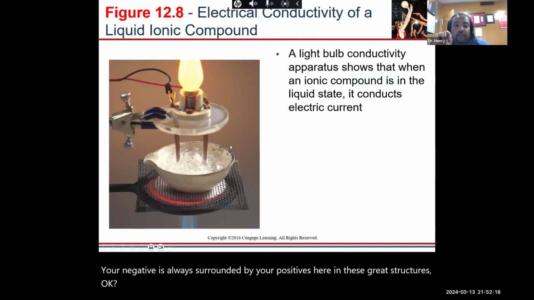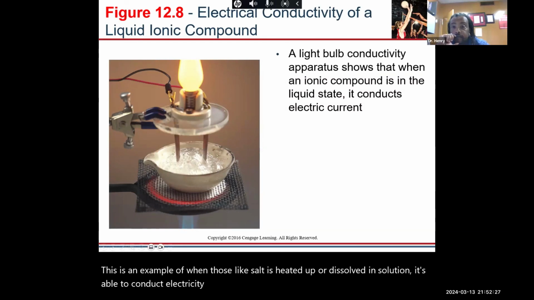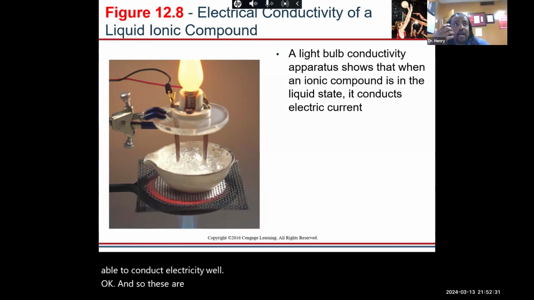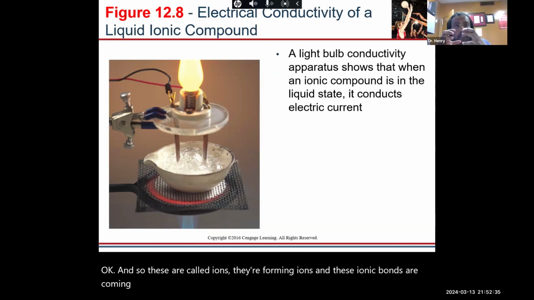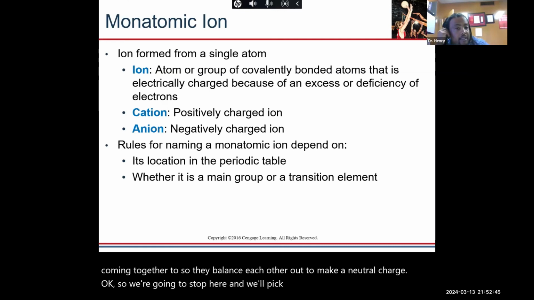This is an example of when salt is heated up or dissolved in solution, it's able to conduct electricity well. Okay. And so these are called ions. They're forming ions, and these ionic bonds are coming together so they balance each other out to make a neutral charge. Okay. So we're going to stop here and we'll pick up on monoatomic ions next week.